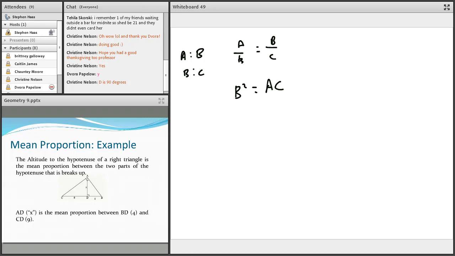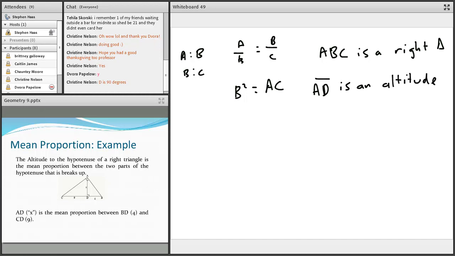So over here, first of all, ABC is a right triangle, and AD is an altitude. An altitude means a line from one angle to the other side, measuring it at a right angle. In such a case, the rule is that the altitude is the mean proportion between the sides.